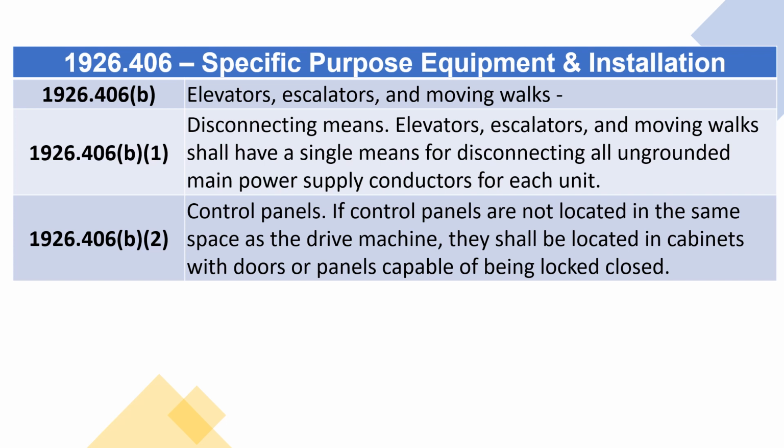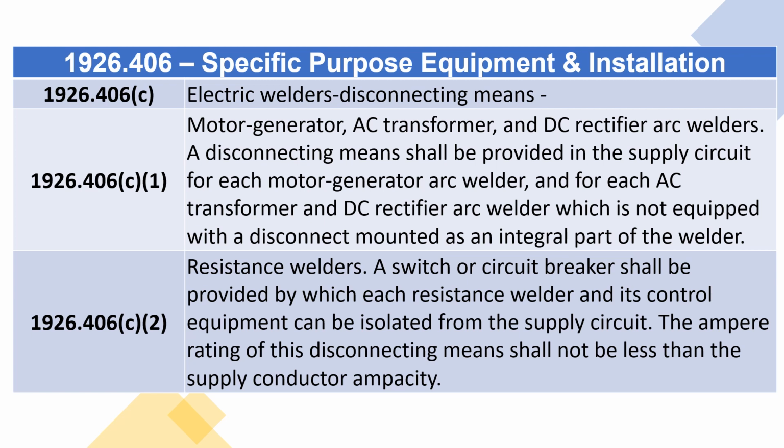1926.406 B2 Control panels. If control panels are not located in the same space as the drive machine, they shall be located in cabinets with doors or panels capable of being locked closed. 1926.406 C. Electric welders disconnecting means. 1926.406 C1 Motor generator, AC transformer, and DC rectifier arc welders. A disconnecting means shall be provided in the supply circuit for each motor generator arc welder, and for each AC transformer and DC rectifier arc welder which is not equipped with a disconnect mounted as an integral part of the welder.